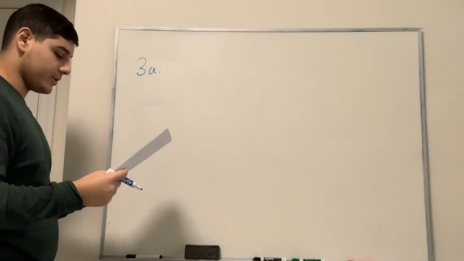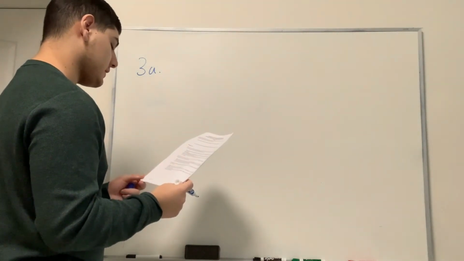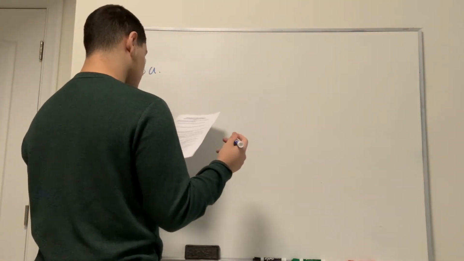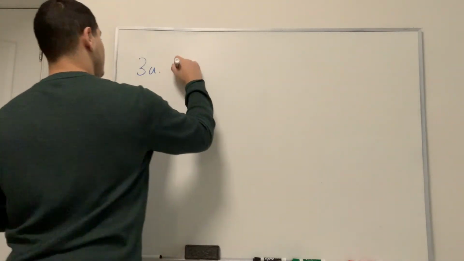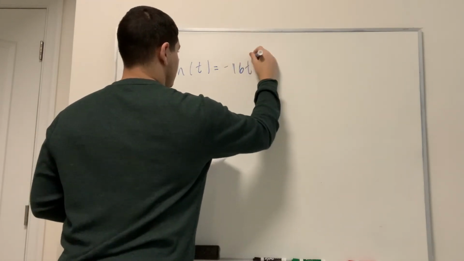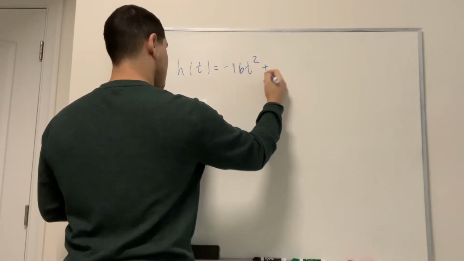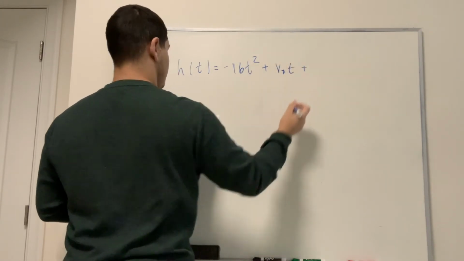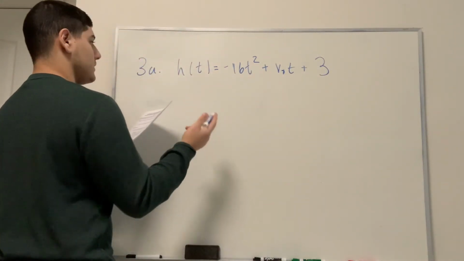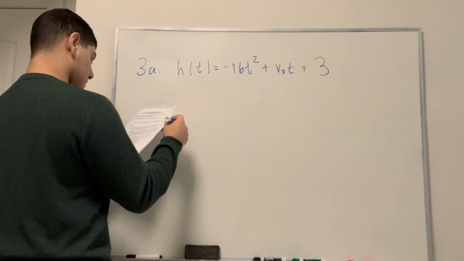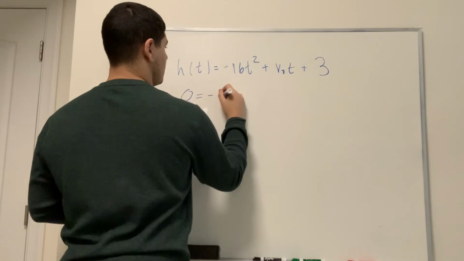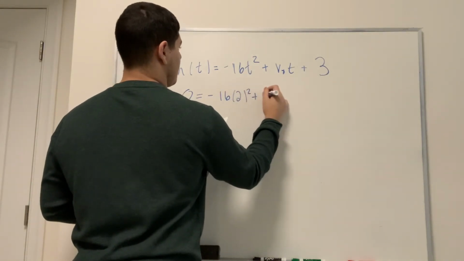Derek throws a baseball upward from an initial height of 3. The baseball hits the ground after 2 seconds. What was the initial velocity? Okay, so basically the acceleration doesn't change. The height function is negative 16 t squared plus the initial velocity, which we don't know, times t plus the initial height of 3. Well, I know that after 2 seconds it hits the ground, so the height would be 0 after 2 seconds.